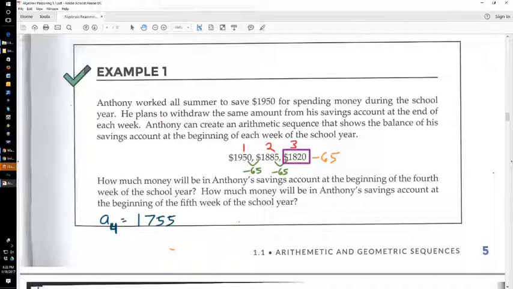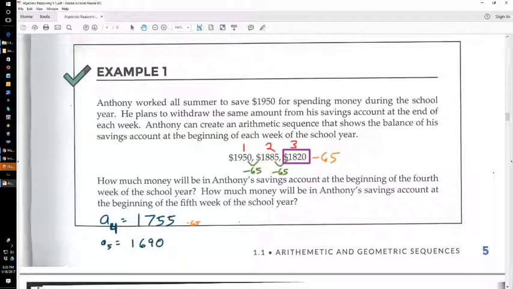For week 5, same idea. So for a sub 5, we simply take the one before it, a sub 4, and again we subtract 65. So 1755 minus 65, stick in your calculator, you get 1690. That's how much he has at week 5.